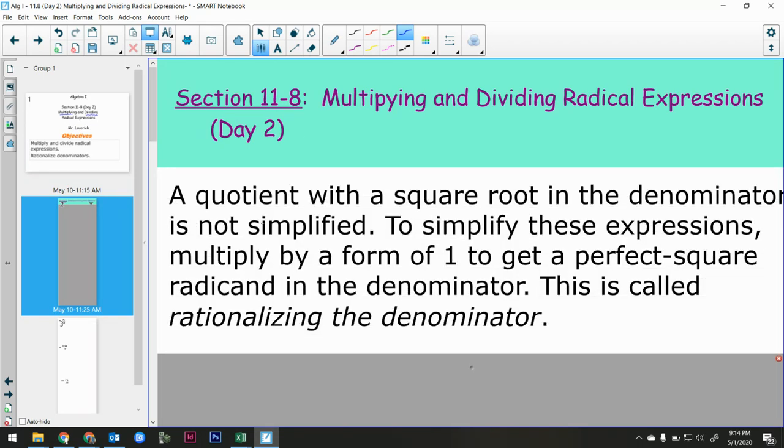Now, a quotient, remember, quotient means to divide. A quotient or fraction with a square root in the denominator is technically not simplified. So if I take something like the square root of 3 and I want to divide it by the square root of 2, somebody made up this rule a long time ago that when you have a square root in the denominator, it's not simplified. To simplify these expressions, we want to do this thing called rationalizing the denominator. Radical 2 is an irrational number, and we want to make it rational. We want to turn it into something that's a rational number.